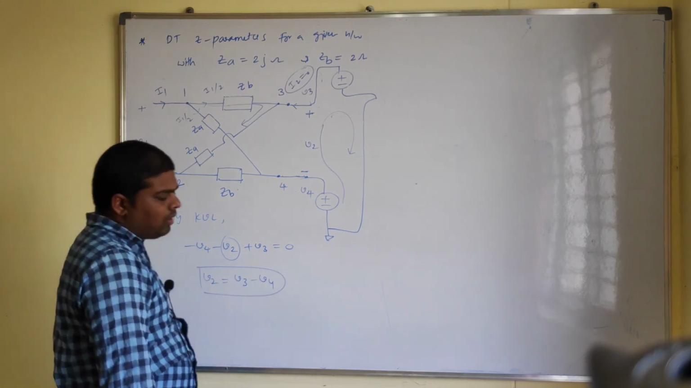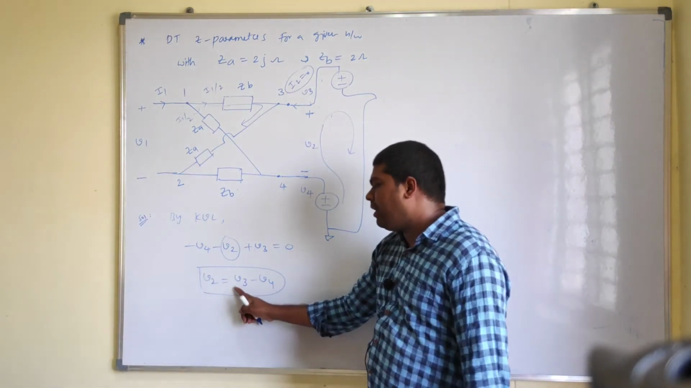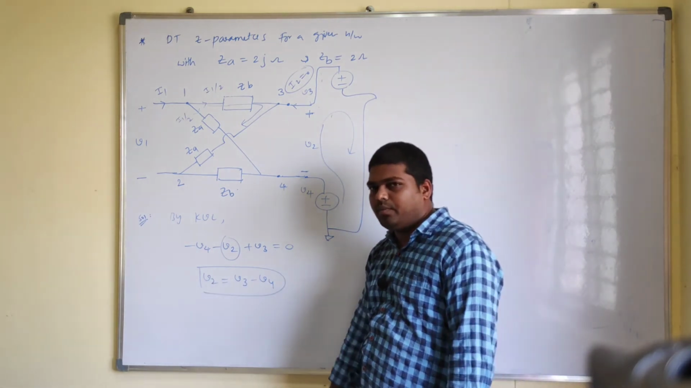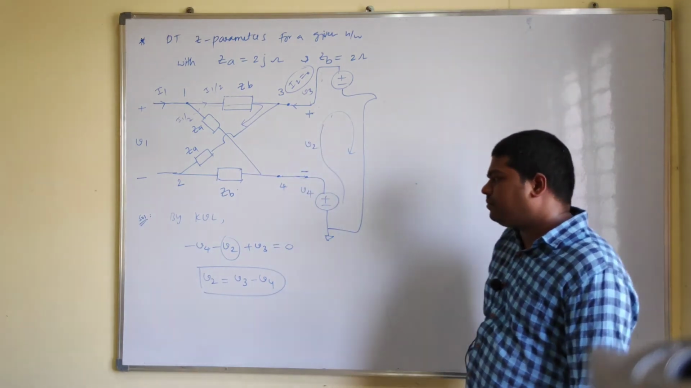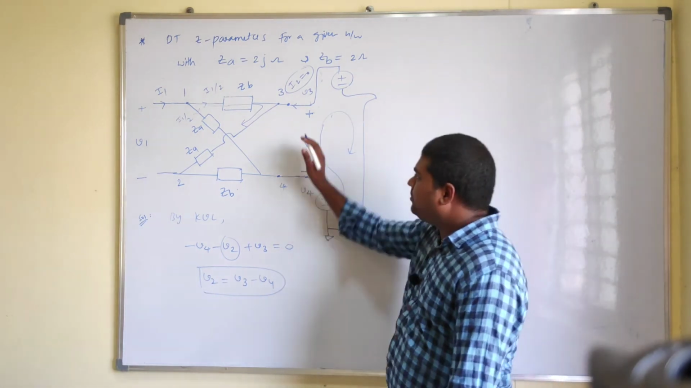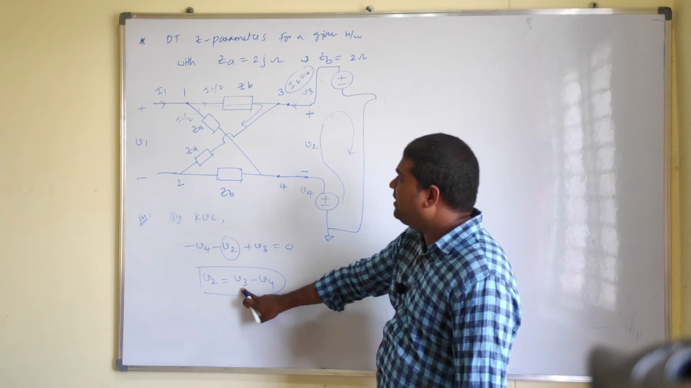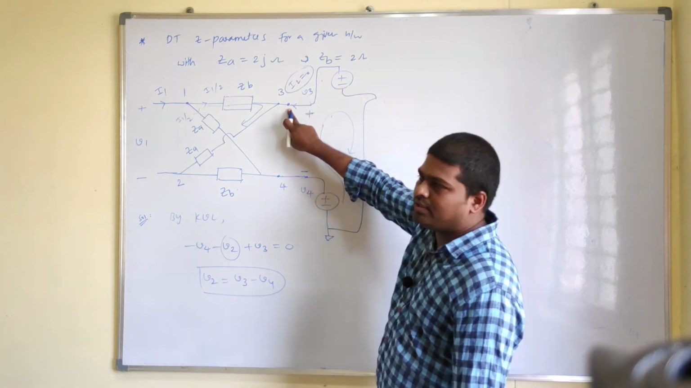So if you want to calculate the V2 voltage, then you can find out V3 as well as V4, then you will get the V2 voltage. I am focusing on this port 2 voltage. Now observe here, just the V3 voltage, that means this is the terminal 3 voltage.